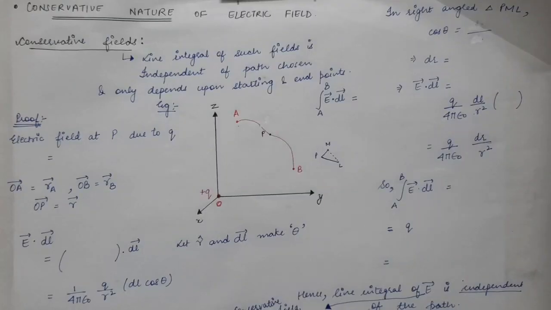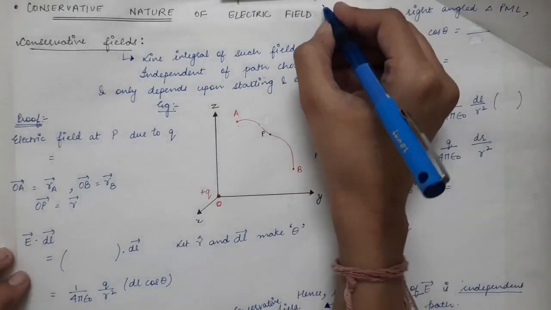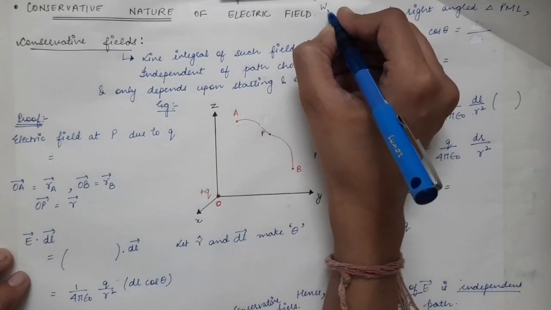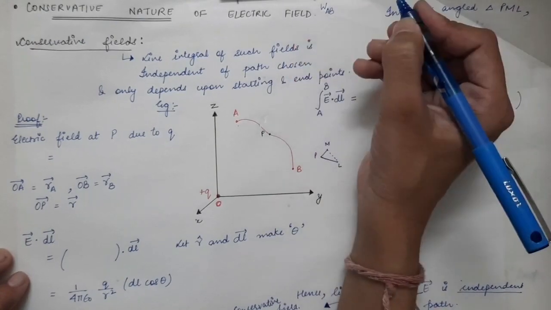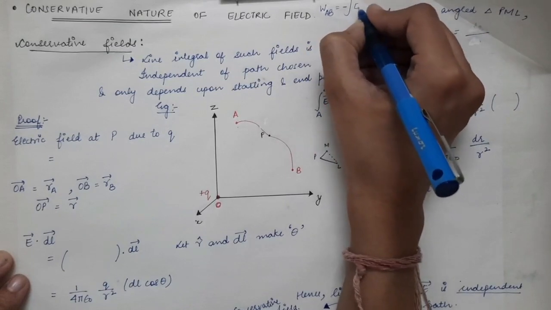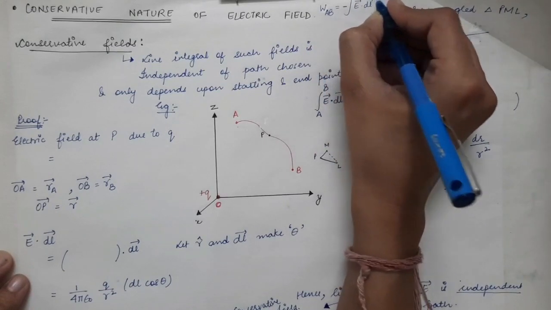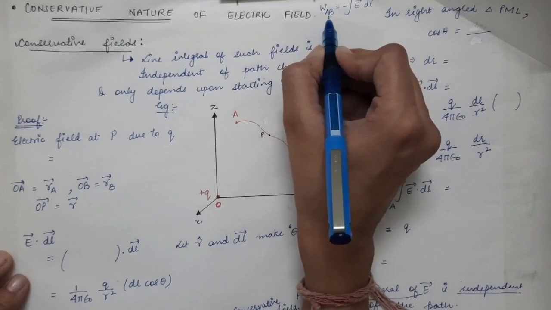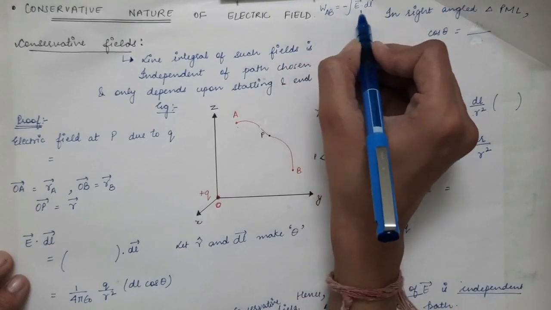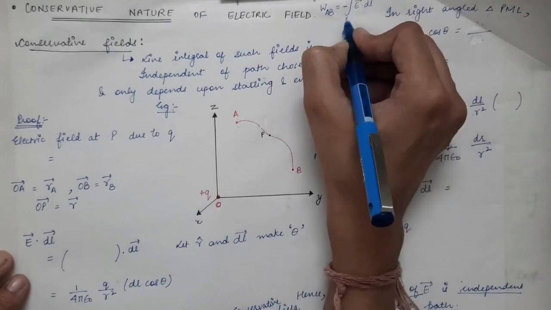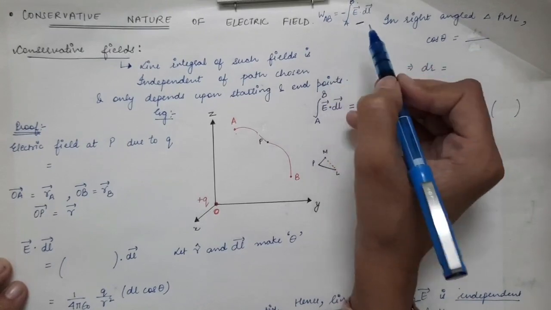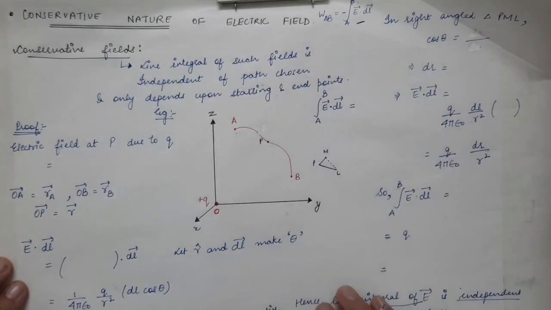So students, you have to just remember that the expression of work done to move a unit positive test charge from one point to another point is given by minus the integration of E vector dot dl vector. So this is the work done to move a unit positive test charge from A to B, equal to minus the integration of E dot dl from A to B. This formula you have to remember for the further derivations.